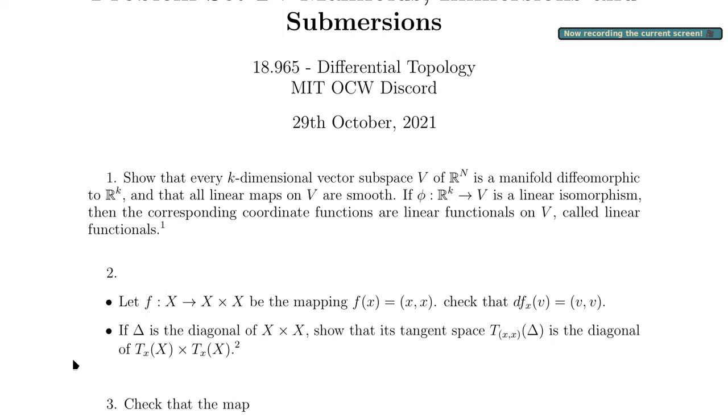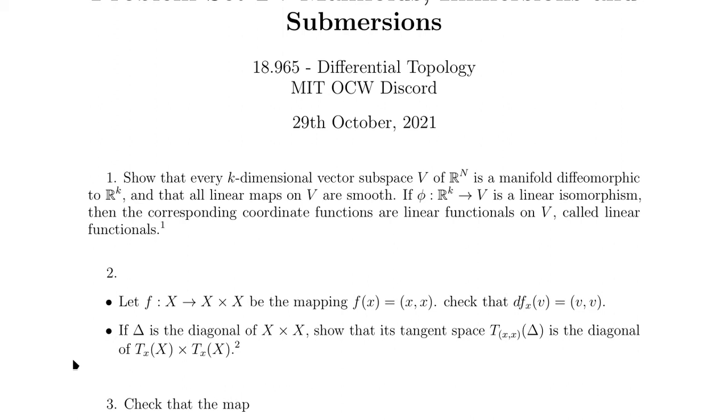You have a k-dimensional vector space V of Rn, and you have to show that this is a manifold that is diffeomorphic to Rk, and that all linear maps on V are smooth, right? And then you say if you have a linear isomorphism from Rk to V, right? So the first step is to show that there is a diffeomorphism from this subspace to Rk.